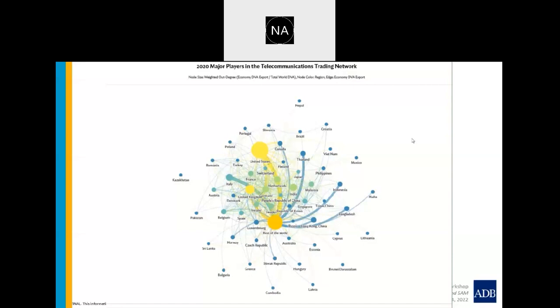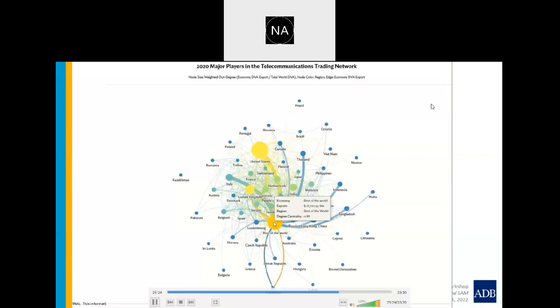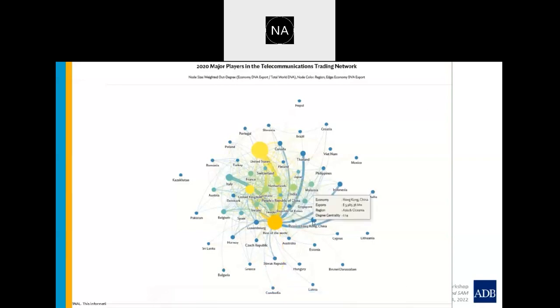Now what I find interesting here is that there are economies where the total exports does not seem to be proportionate to the number of economies that they are connected to. What I mean by this is that United States, since this is a big economy, you expect it also to be connected to a lot of all other economies. Cambodia here is a small economy in terms of exports, and it's only connected to one other economy, which is the rest of the world economy.